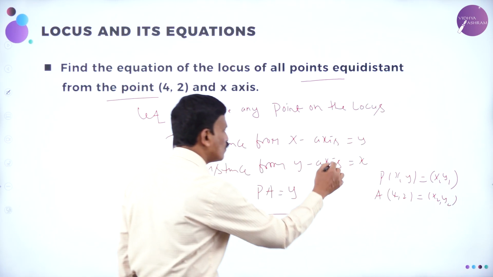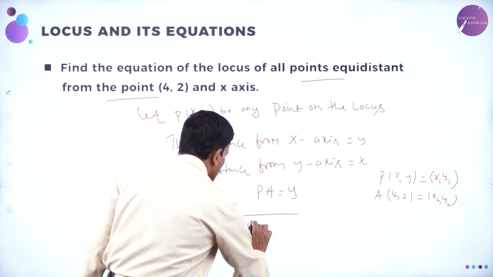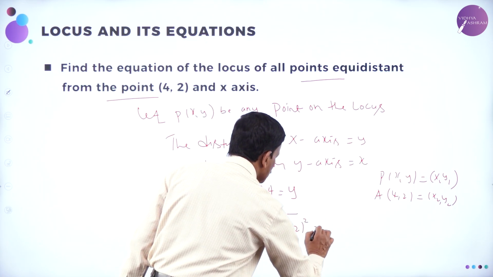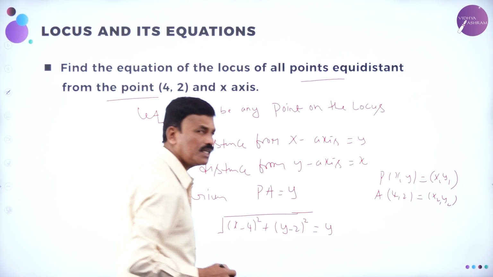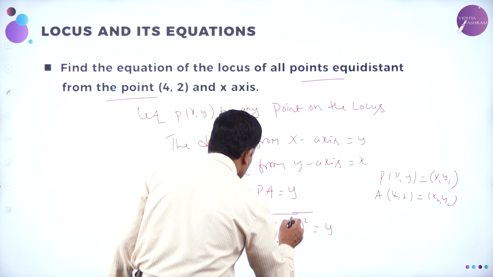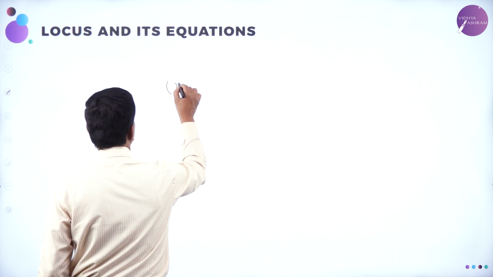Now using the distance formula, root of (x minus 4) whole square plus (y minus 2) whole square is equal to y. Now squaring on both sides, the square root gets cancelled.